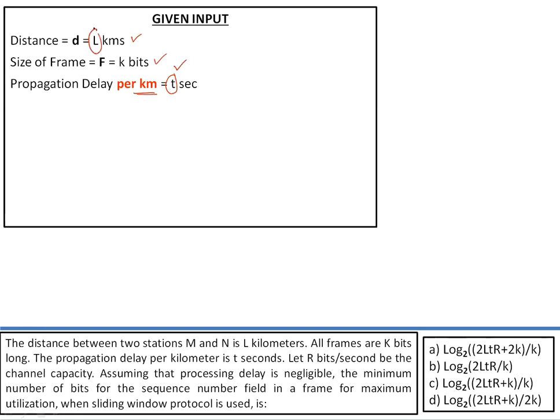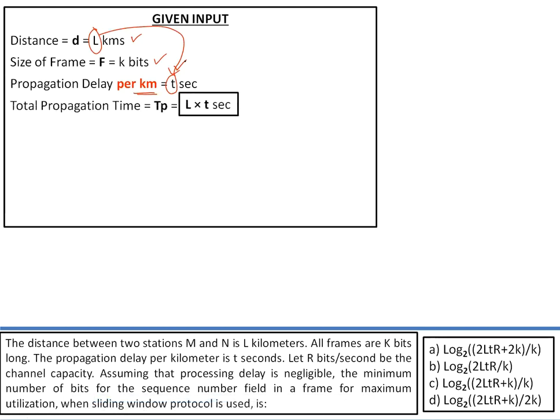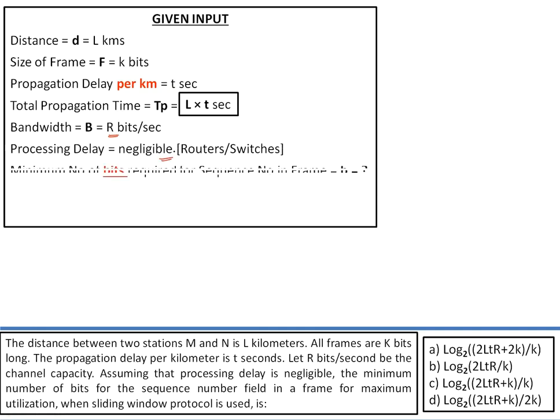So the total distance is L. So total propagation time will be Tp is equal to L into t seconds. 1 kilometer will be t seconds. Total we have L kilometers, guys. That one point you have to understand. Bandwidth will be R bits per second. Processing delay is negligible at routers.